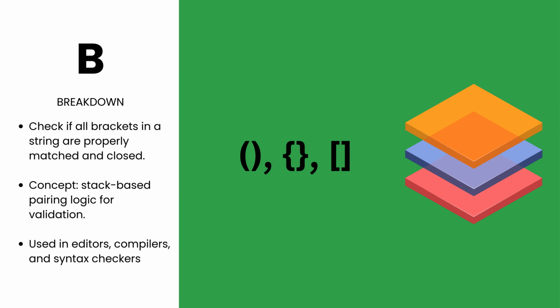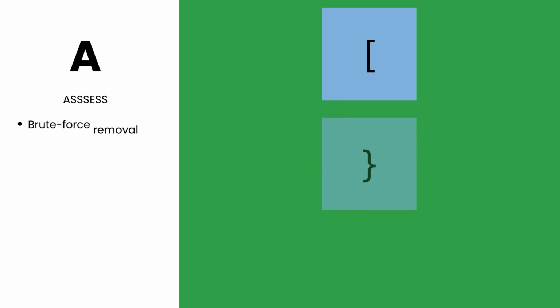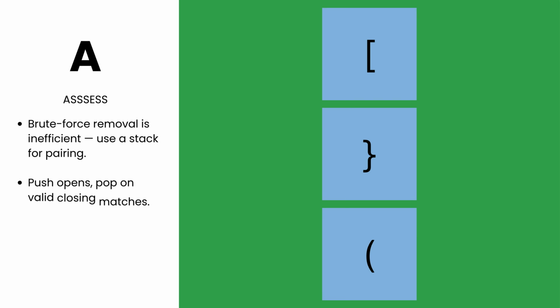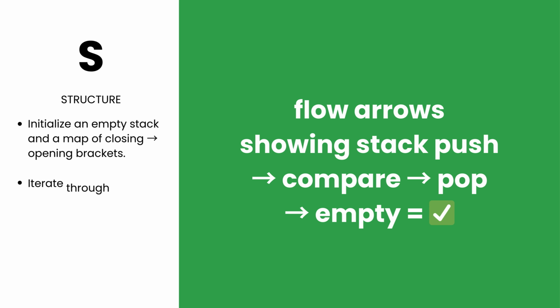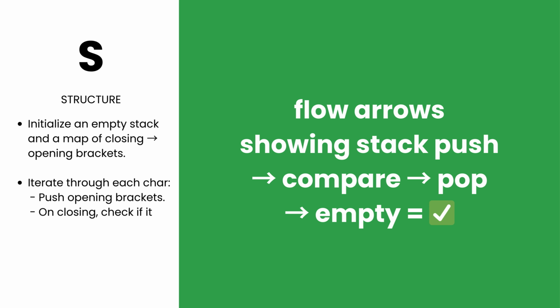We compared approaches and saw why repeatedly removing pairs or scanning back and forth is inefficient. The optimal way is to use a stack, a perfect fit for problems that follow a last opened, first closed pattern. Our logical plan was clear. Use a stack to track opening brackets, map each closing bracket to its match, and check as we go. If something doesn't match or the stack empties too early, it's invalid. If we finish with an empty stack, it's valid.